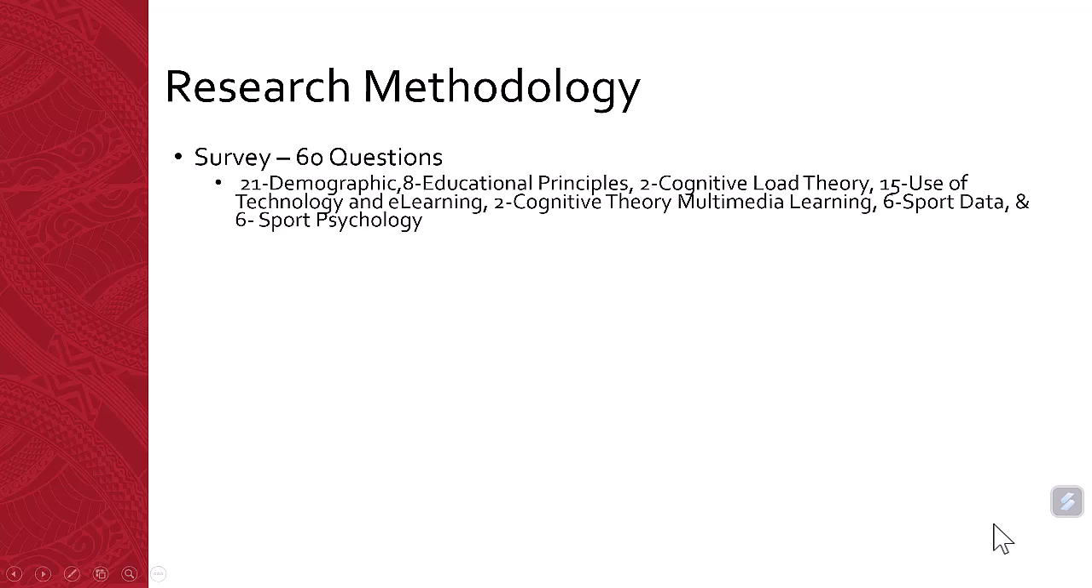Research methodology. A survey was designed consisting of 60 questions divided into the following categories: 21 demographic, 8 educational principles, 2 cognitive load theory, 15 use of technology in e-learning, 2 cognitive theory of multimedia learning, 6 sports data, and 6 sports psychology.